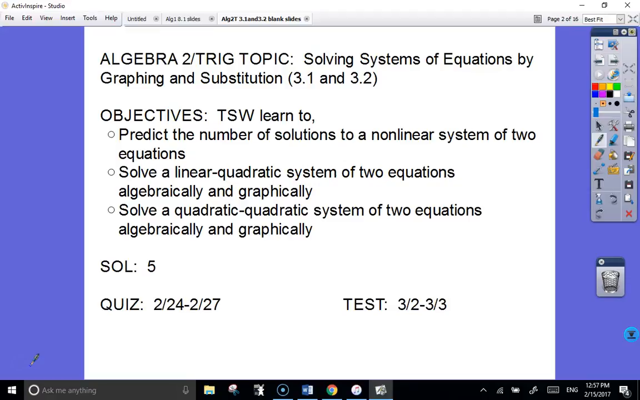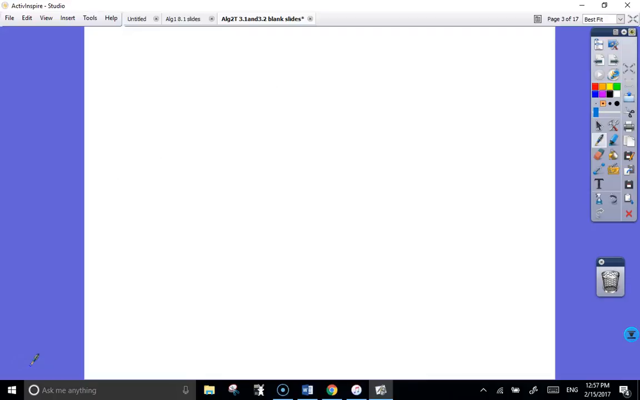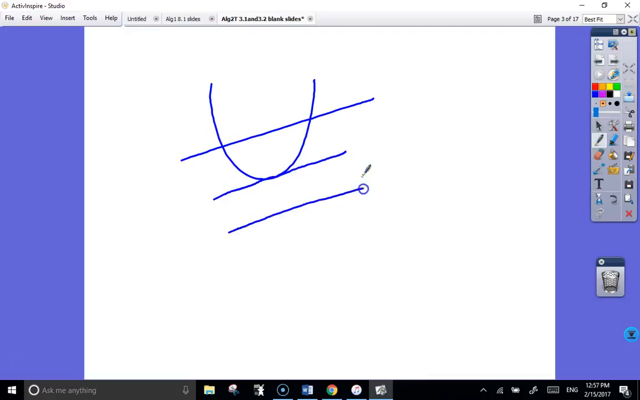If you have a parabola and a straight line, that would be a linear quadratic system. In how many different ways can they intersect, right? You can get two solutions, you can get one solution, you could get no solutions.